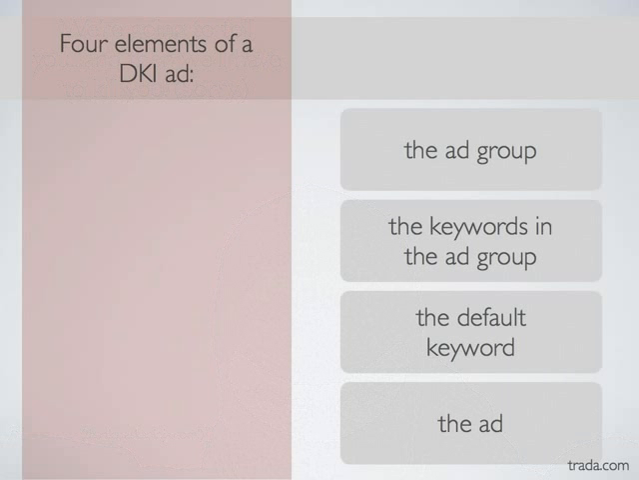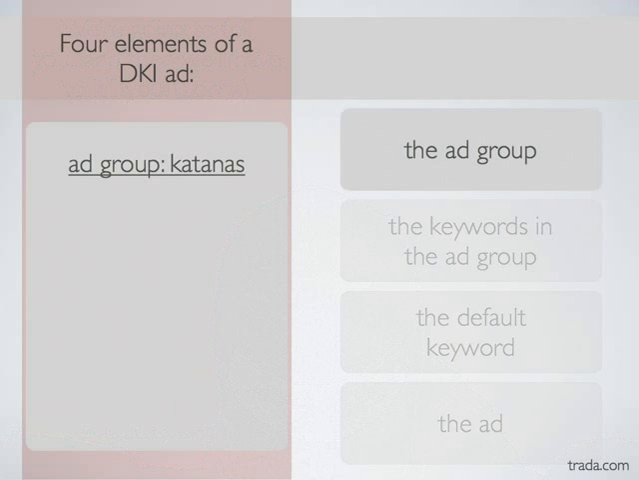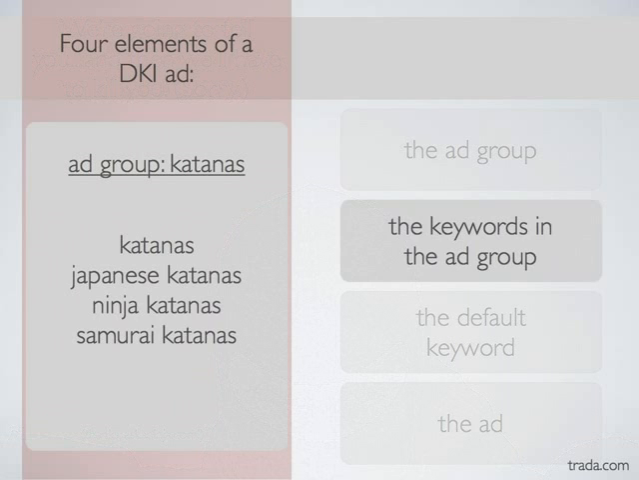All right, so there are 4 major elements of a dynamic keyword insertion ad. So we are going to assume that you have a reasonable basis of search marketing. So the things that we're going to talk about here are the ad group. In this example, we are going to be doing an ad group around the Japanese swords called katanas. Katanas are swords that ninjas tend to favor. And the keywords in the ad group. So as you can see, these are really, really closely related.